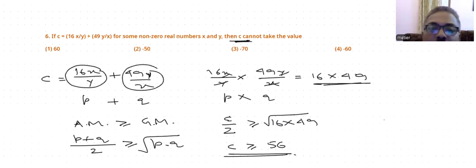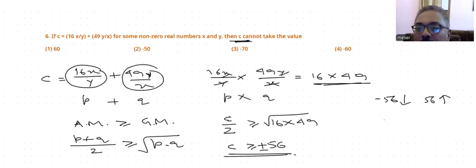C is greater than or equal to 56. It is better to say that since the square root is there, it will be plus minus 56, right? So what we are getting here, C is greater than or equal to 56 or less than or equal to minus 56. So it will be coming as minus 56 or less than that, or plus 56 or more than that.